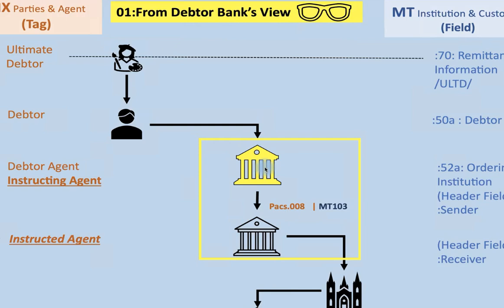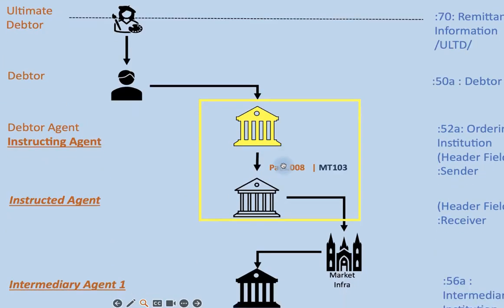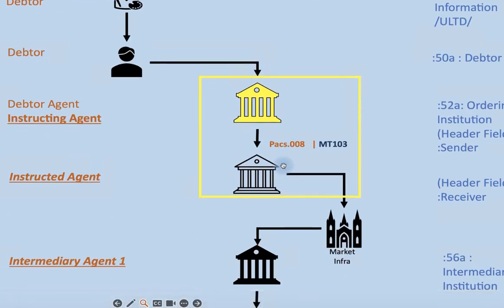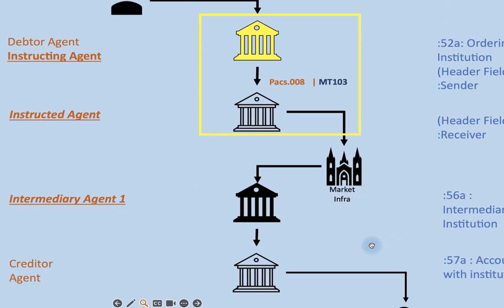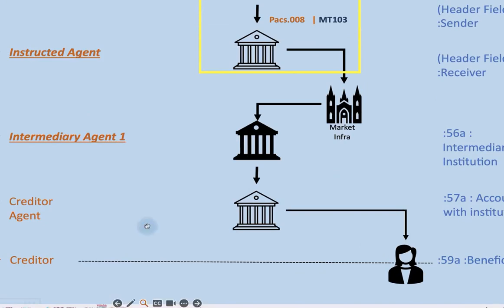Then the next one is important, which is putting the intermediary agent. If there is a need to put a particular intermediary through which the fund should move before reaching the final beneficiary bank, that information can be put in intermediary agent 1, and in MT it can be intermediary institution. Rest all will remain the same, the creditor agent on both sides and the creditor also on both sides.